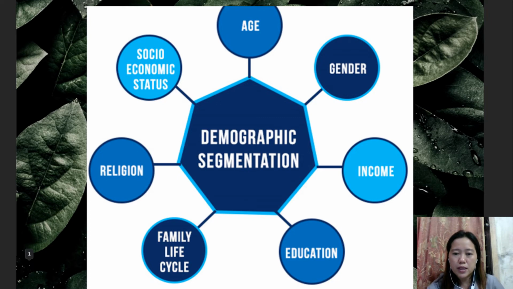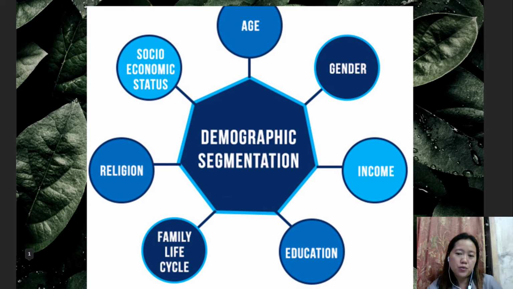Okay, now we will discuss demographic segmentation. So as we can see in this slide, the age, gender, income, education, family life cycle, religion, and socioeconomic status can be seen clearly in our society nowadays. So when we say age, that is age 12, 13, etc. When we say gender, it could be male or female.